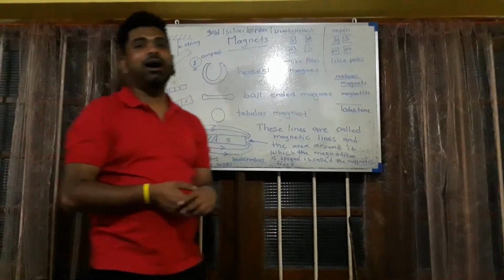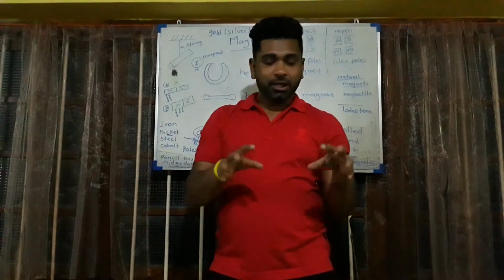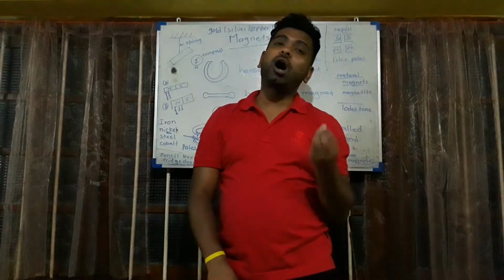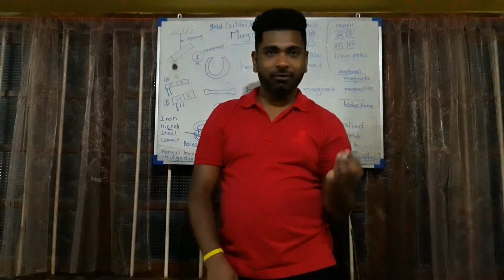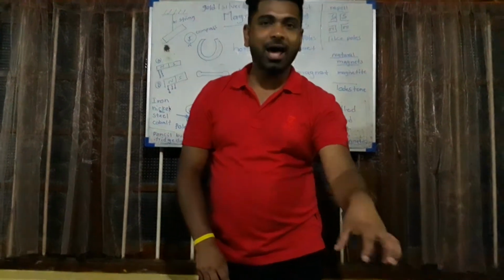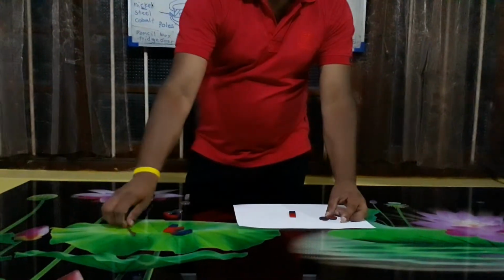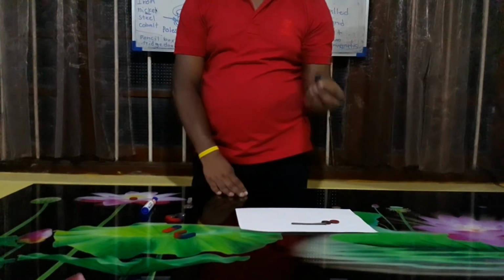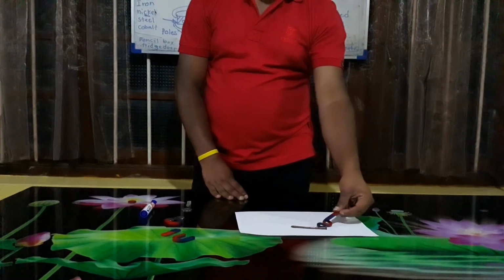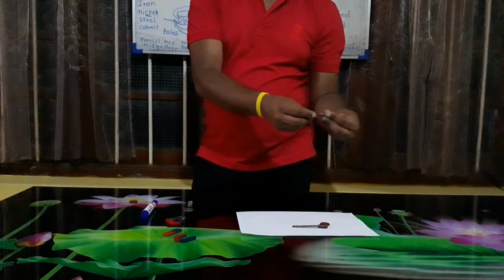Then you are given two types of bar magnets. You are given some pins. How do you find the most powerful magnet? For that, here you have iron nails. Then use the first magnet and keep it like this, right? Then some of the iron nails will get attracted to the end of this magnet.